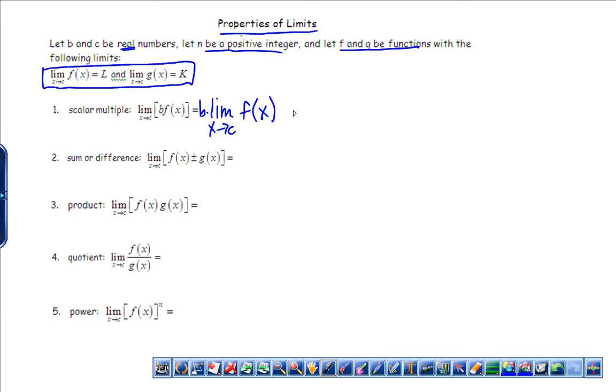Okay, so I would rewrite this, and I could say that my limit of f of x right here is the same thing as L. So I would rewrite this as b times L.